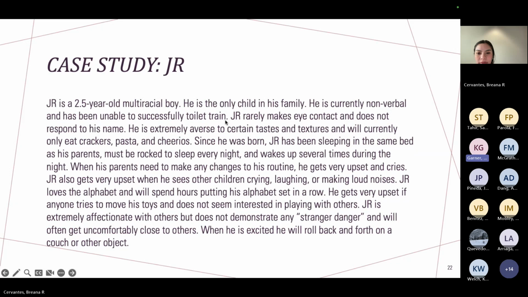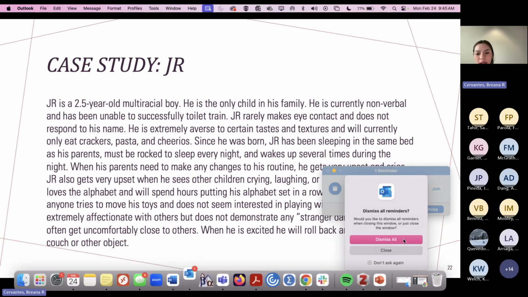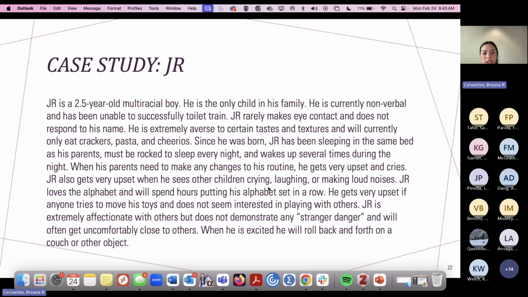That he's nonverbal. Yeah, excellent. Yes, nonverbal. He's 2.5, and by 2.5 we're expecting some sort of communication, even if it's babbling or one-word sentences. It seems that we're not seeing any communication. I also see here he rarely makes eye contact and does not respond to his name. That's something we talked about earlier. So just failure to respond to name, hold eye contact, or make eye contact. What else?